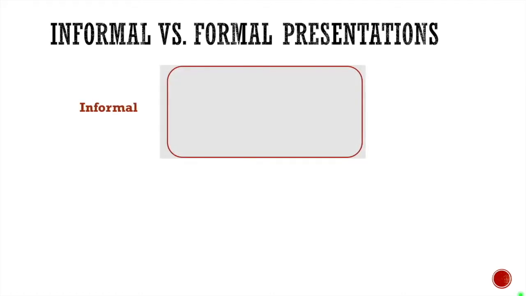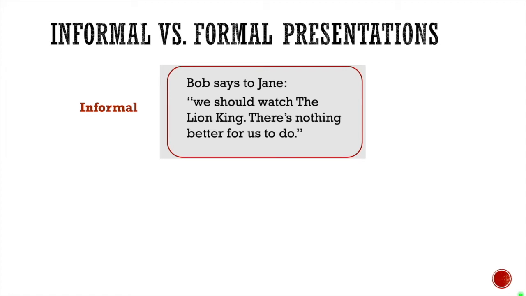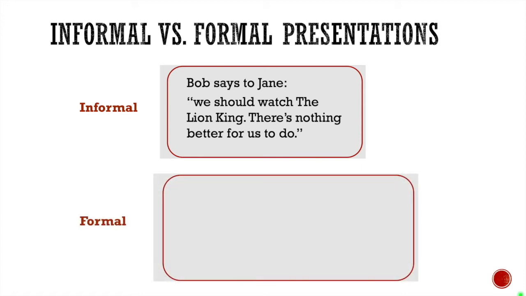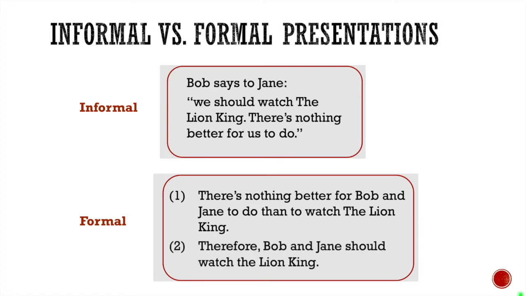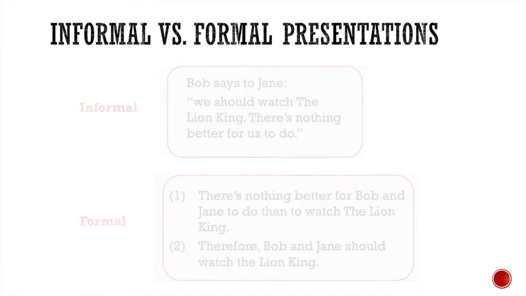So we've seen different kinds of presentations of arguments. There's informal and formal ones. An informal argument would be something like, Bob says to Jane, we should watch The Lion King. There's nothing better for us to do. And then the formal presentation of that argument would be premise 1: There's nothing better for Bob and Jane to do than to watch The Lion King. And conclusion: therefore, Bob and Jane should watch The Lion King. By the way, The Lion King is a movie. You've probably heard of it.